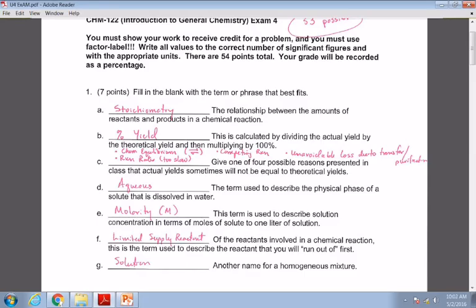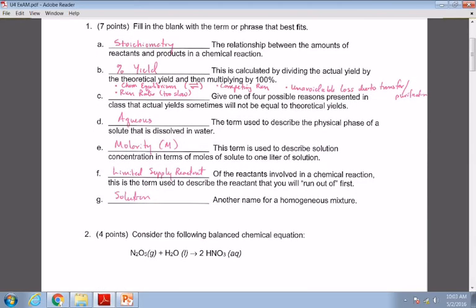D, aqueous is the term that describes a physical phase where something's dissolved in water, solute dissolved in water. E, molarity is after as describing the concentration of a solution in terms of moles of solute per liter of solution. F, most people did not get. Limiting reactant was the one that you're going to run out of first. And G, solution is another name for homogeneous mixture, kind of in context of what we've been talking about.